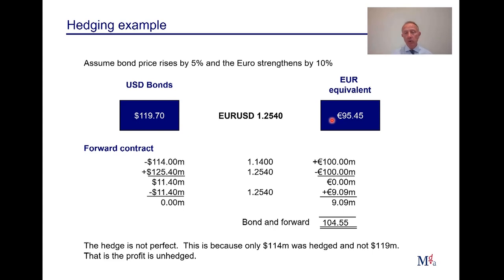Now, luckily, we've also struck a forward contract to buy 100 million euros for $114 million. So we can go ahead and do that. Pay $114 million for 100 million euros. The exchange rate is now 1.2540. If we were to exchange those euros for dollars, we get $125.4 million, making a profit of $11.4 million.